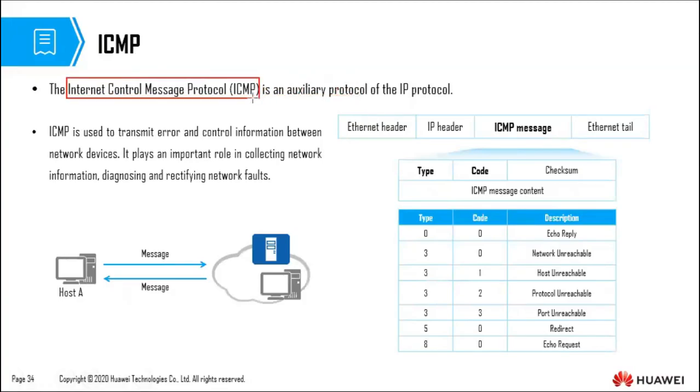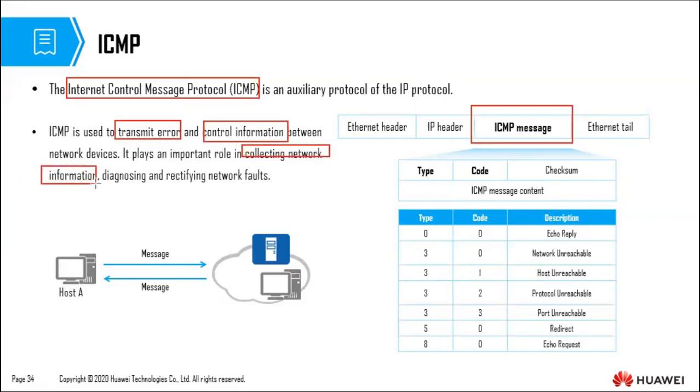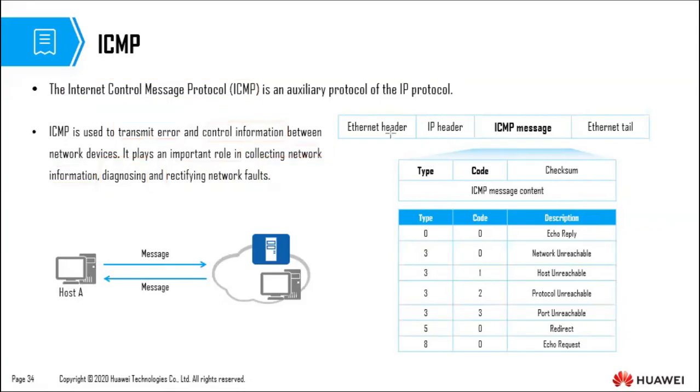ICMP is Internet Control Message Protocol. And normally it's added at the network layer. That is how it looks like. ICMP is very important. It's used to transmit error and control information between network devices. It plays an important role in collecting network information. For example, we're going to be using ping to do that, to diagnose where problems are, and to also rectify network faults. So ICMP is very important because it enables network engineers to troubleshoot their network.